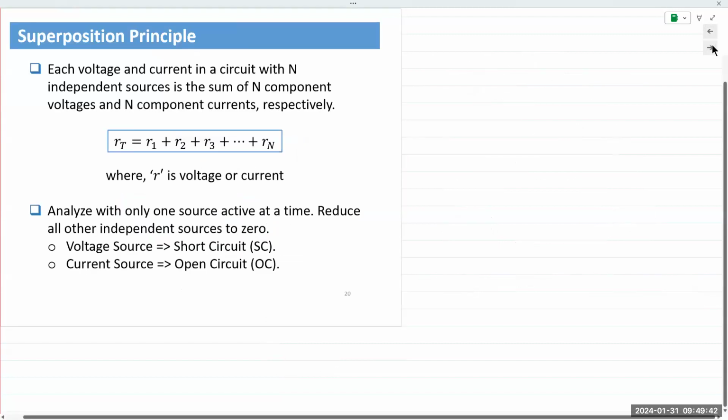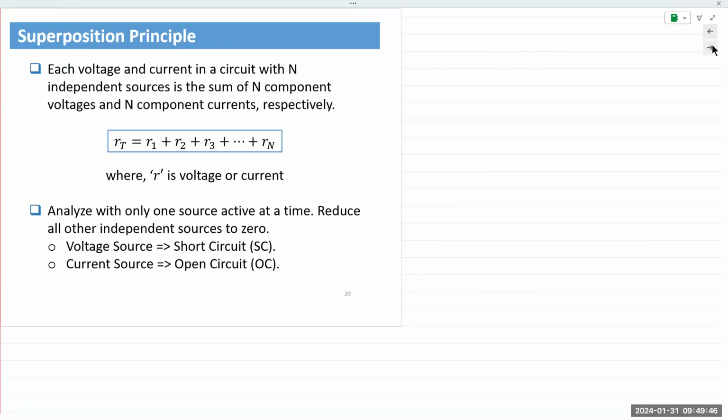All right, superposition principle. It simply states you can break up the circuit into individual parts, analyze each part independently, and then you simply add up those quantities to get the actual final answer. Okay, that was just the gist of it. Let's get into the actual gritty details.